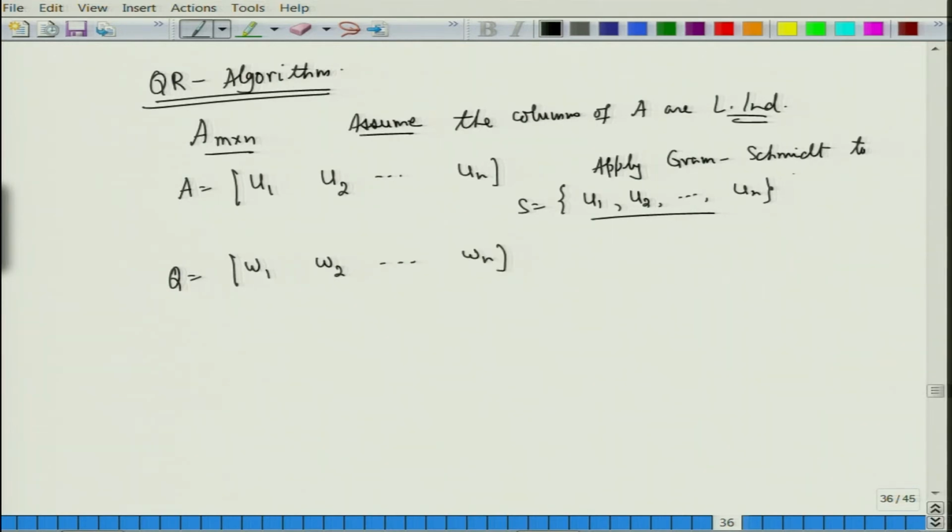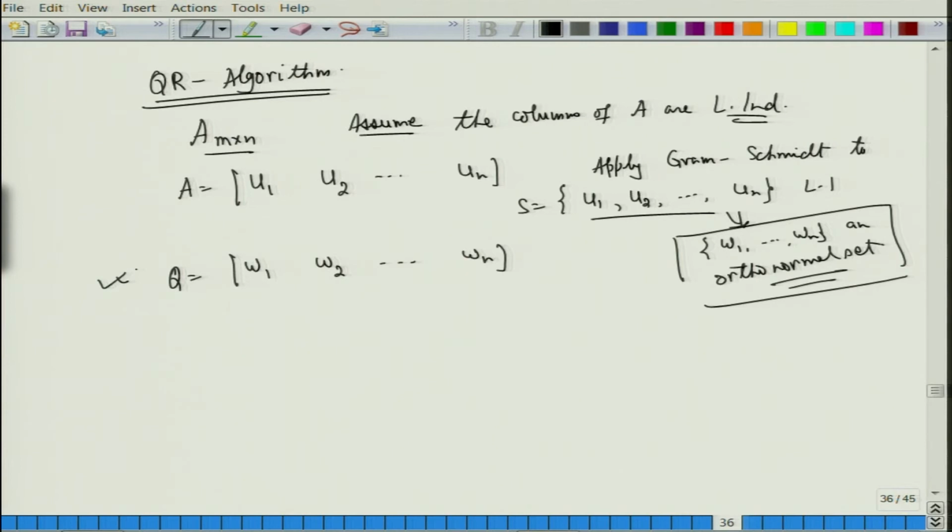Gram-Schmidt says that if I start with S which is linearly independent, I get a set W1 to Wn, an orthonormal set. This is what the Gram-Schmidt process gives. Whatever that orthonormal set is, I take Q as that, fine. Since this is an orthonormal set, if I look at Q Q transpose and Q transpose Q, this will turn out to be an identity matrix.